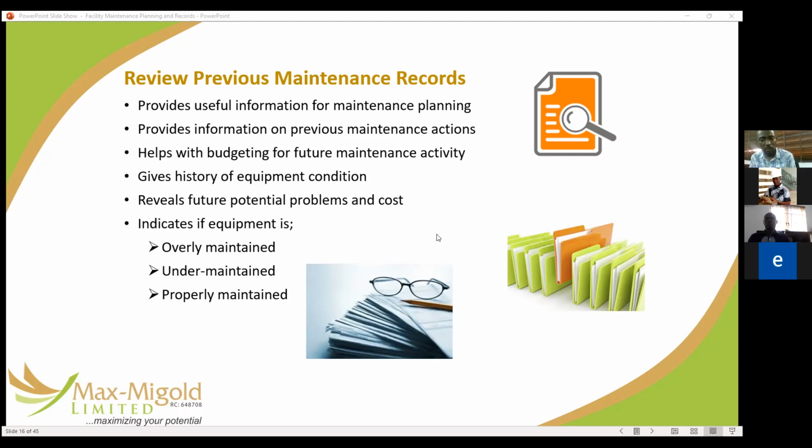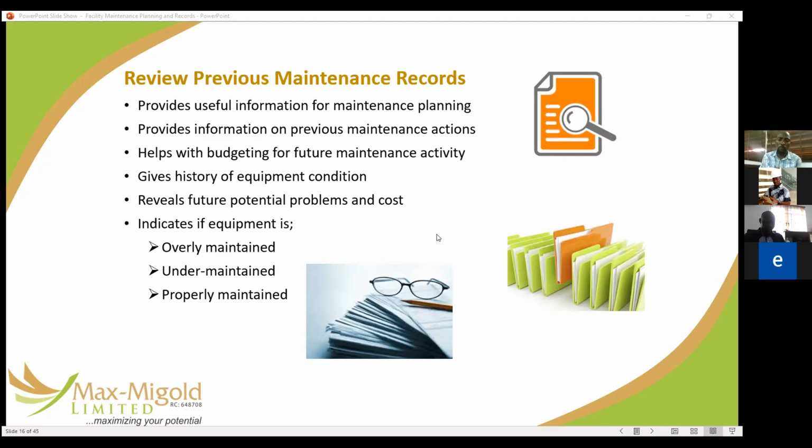It also provides information on previous maintenance action. It helps with budget for future maintenance activities. You see how much they spent the last time they did it. By and large, because of price variation and price increase, you already have in mind what your likely cost will be in carrying out that maintenance task. It also gives you the history of the condition of the equipment. You know when the equipment was bought, the number of maintenance tasks that have been carried out, and so what the expected lifespan of that equipment is. So it gives you a lot of general information about that equipment.